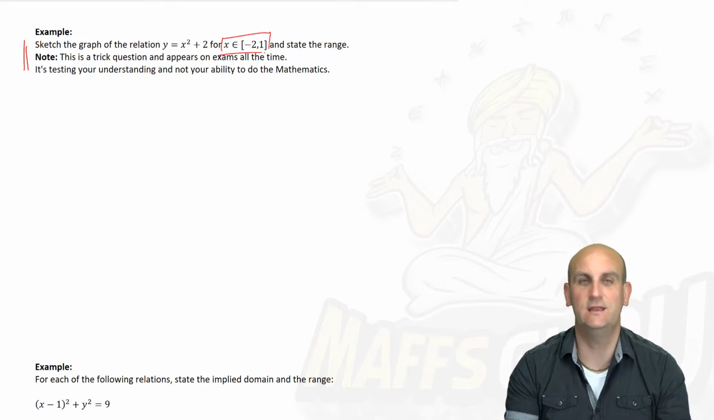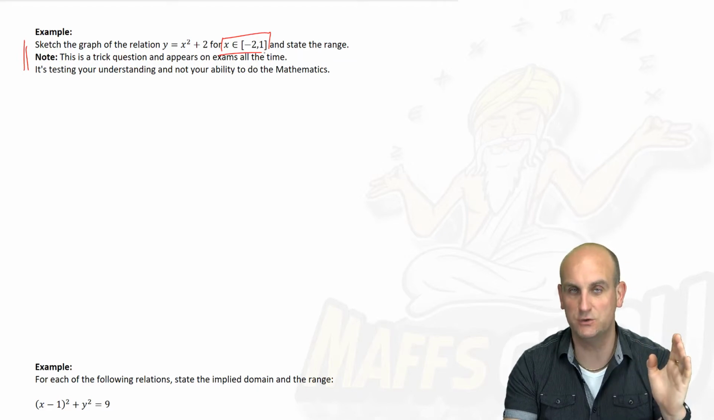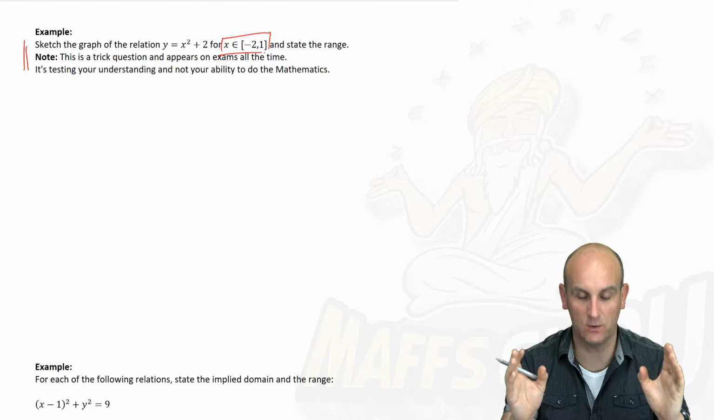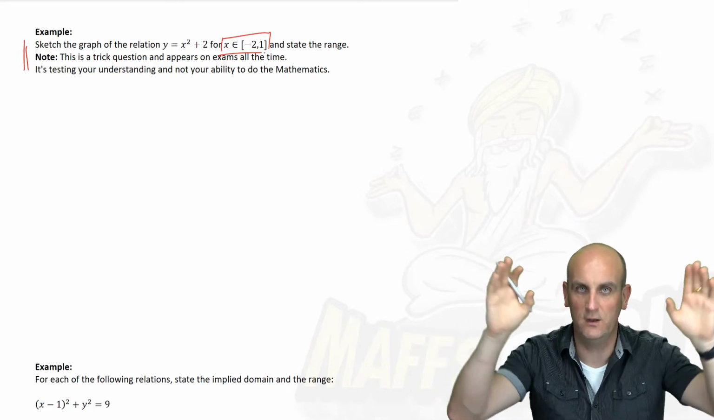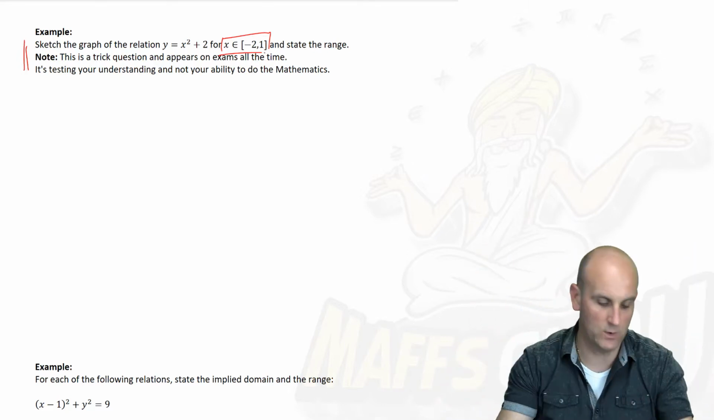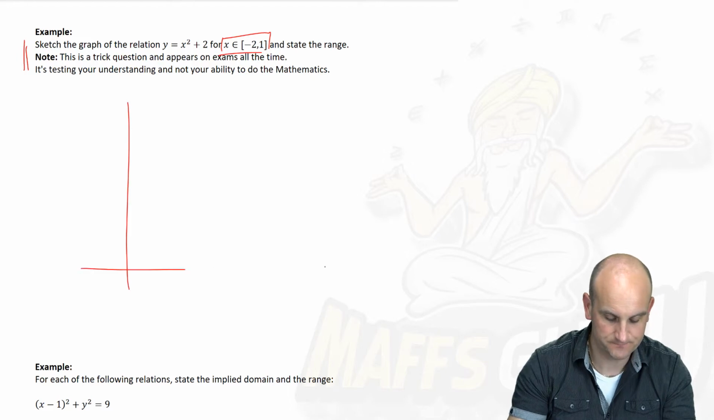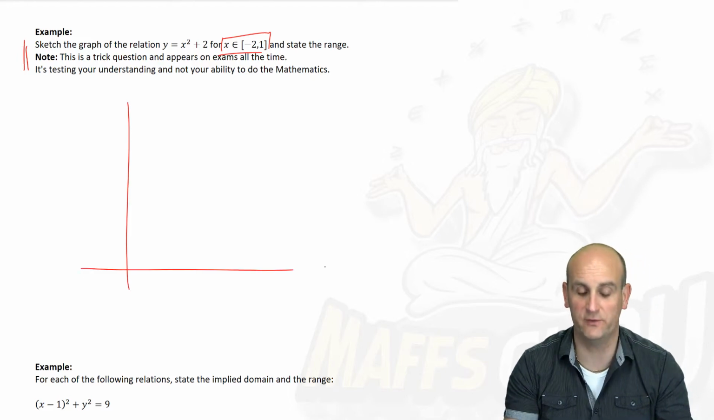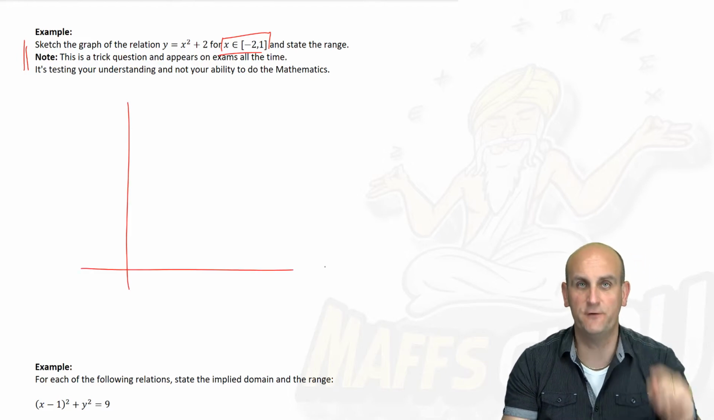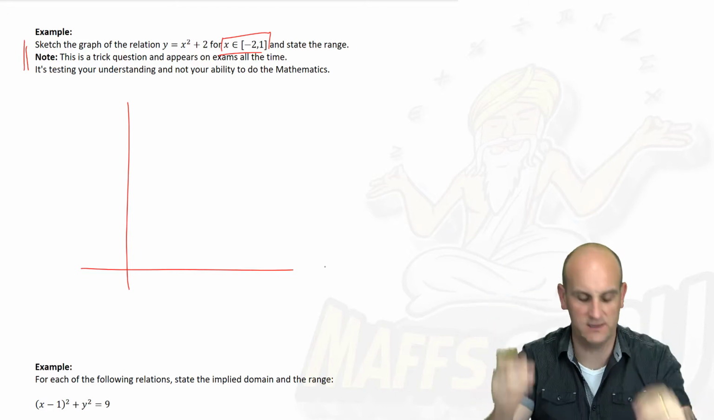Well, that's telling you that it wants you to only do values of x from -2 to 1. Okay, so I'm not interested in this graph going on and on and on. It's from -2 to 1. So here we go. I'm going to draw my sketch. Problem is I don't know what the values are. So what I'm going to do is find the endpoints of my graph.